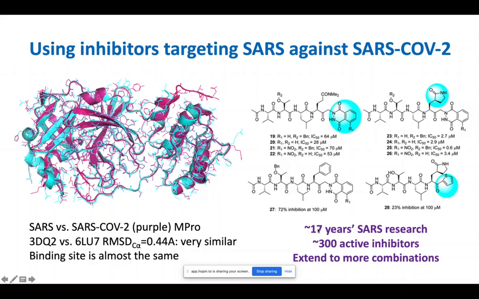And over the past 17 years, many ligands have been designed to target M protease of SARS. We actually collected about 300 active inhibitors. These inhibitors cannot really be regarded as drugs because they have not been approved by FDA, but they have shown some activities. That means they can have some binding demonstrated by the so-called IC50 numbers. So we can use these inhibitors as a base to design novel drugs to target SARS or SARS-CoV-2.